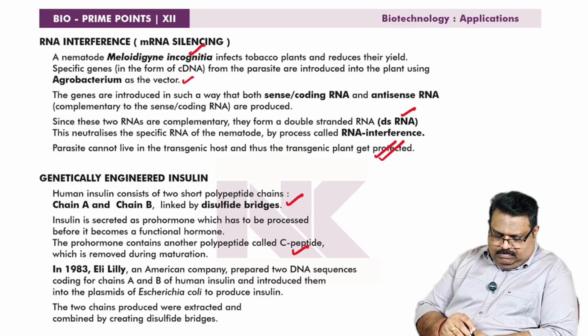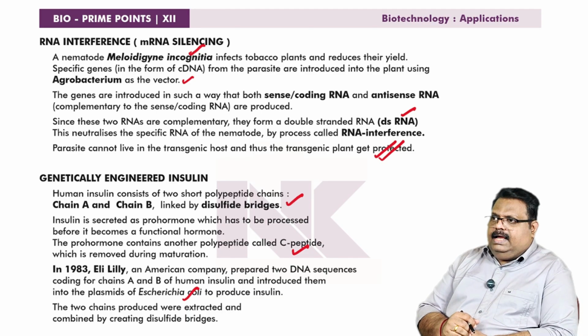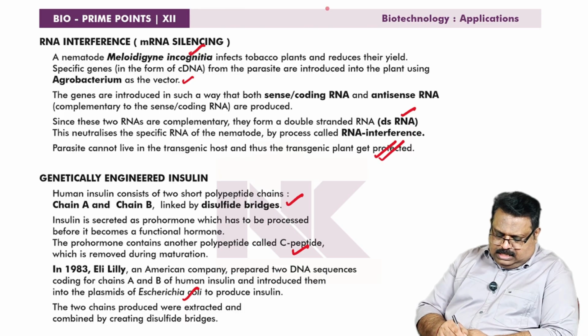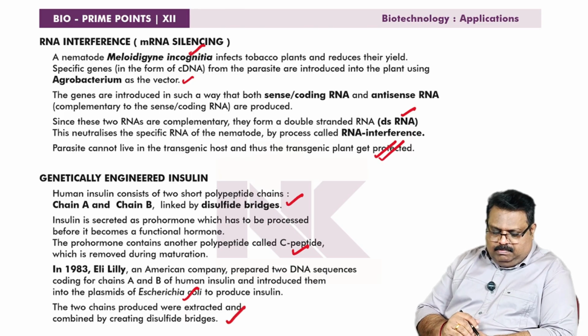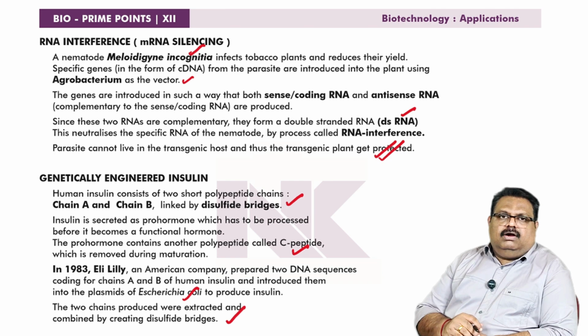The two DNA sequences coding for chain A and B of the human insulin were introduced into plasmids of E. coli to produce insulin directly. The two chains produced were extracted and combined by creating disulfide bridges. So this is how a functional insulin can be created, and that insulin is called genetically engineered insulin.